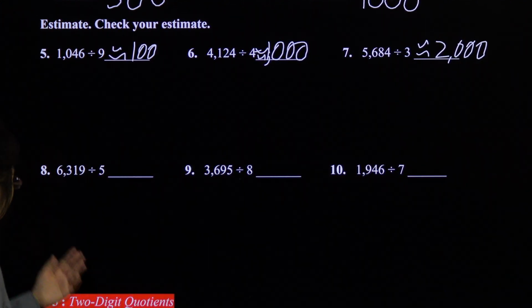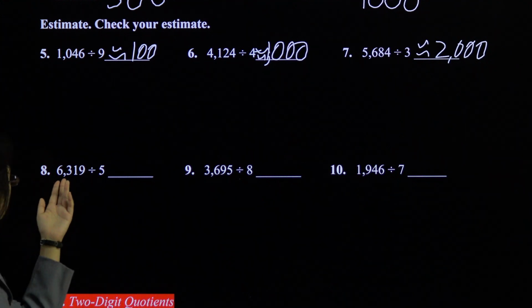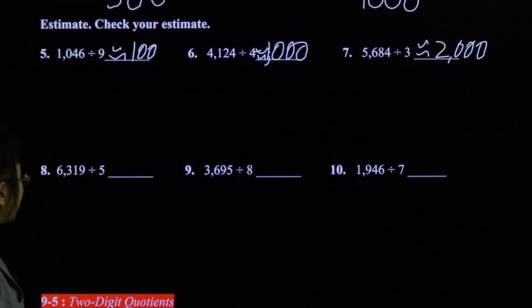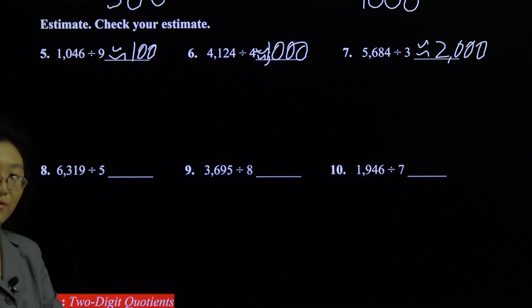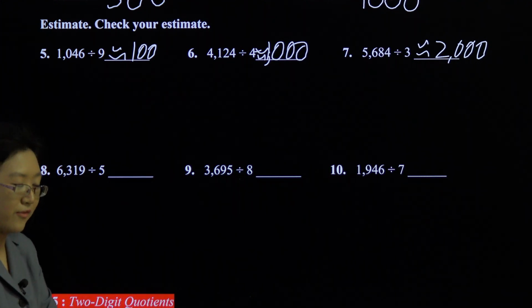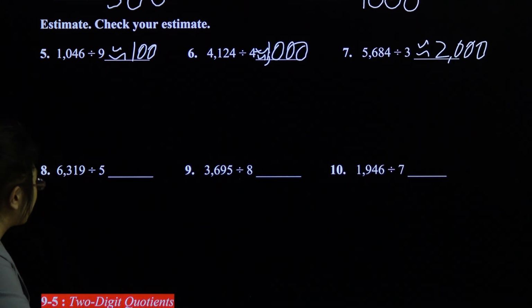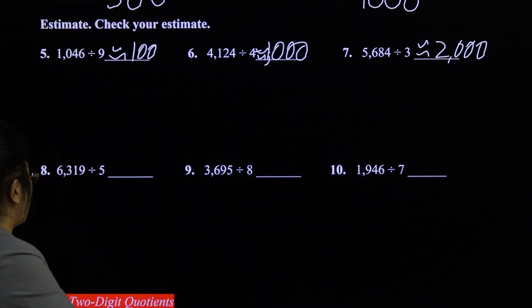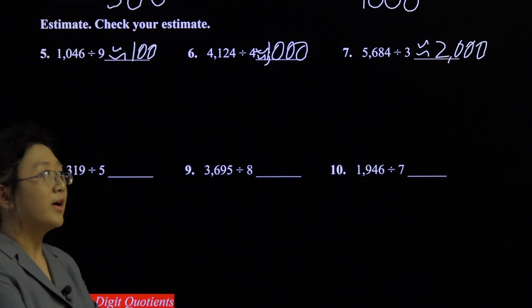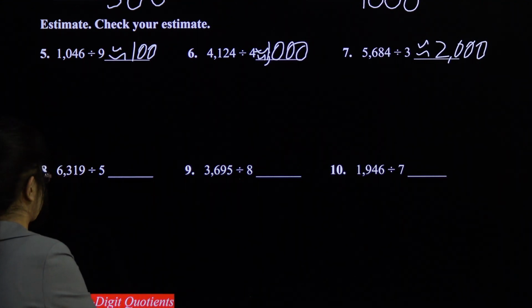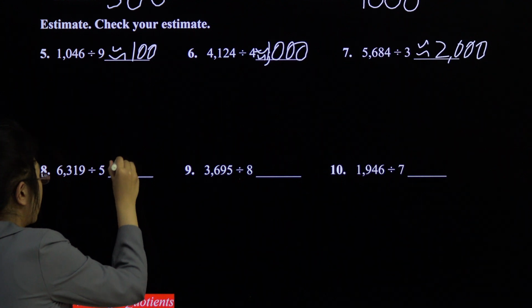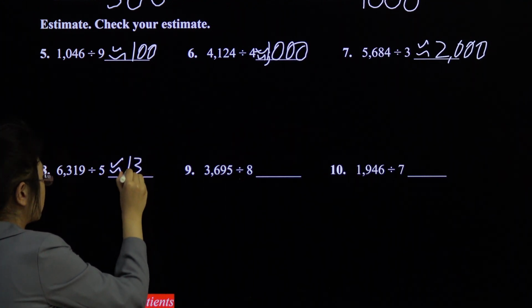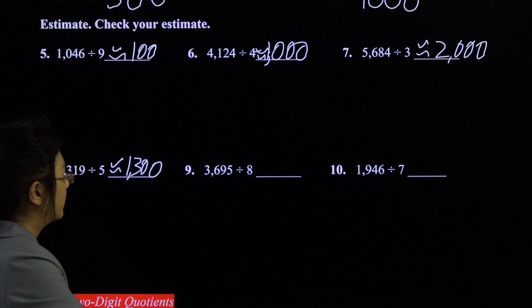Here we have 6,319. You could use either 6,500 or 6,000, or you could use 5,000. 5,000 would be more far off, so we're just going to use 6,500. And that would be 65 divided by 5 is 13. Approximately 1,300 would be a good estimate.